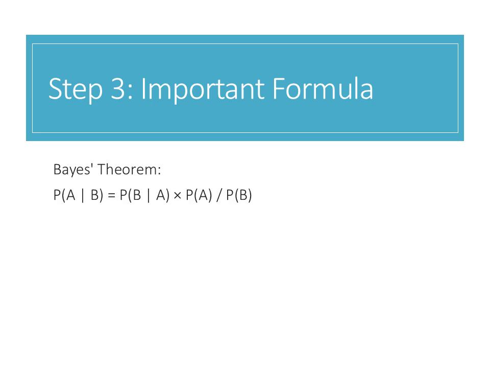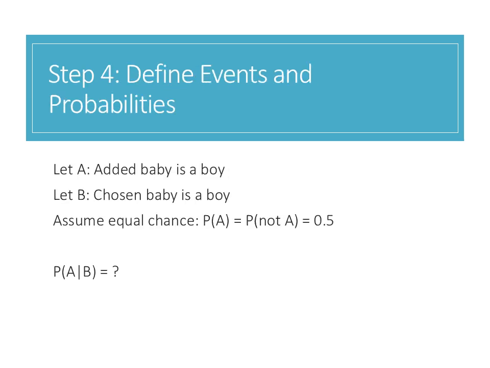We'll solve this problem using Bayes' theorem, which is a fundamental rule in probability. Bayes' theorem helps us update our beliefs based on new information. It's usually written as the probability of A given B equals the probability of B given A times the probability of A, divided by the probability of B. Here A is the event that the added baby is a boy, and B is the event that we chose a boy at random. We'll use this relationship to solve the puzzle step by step.